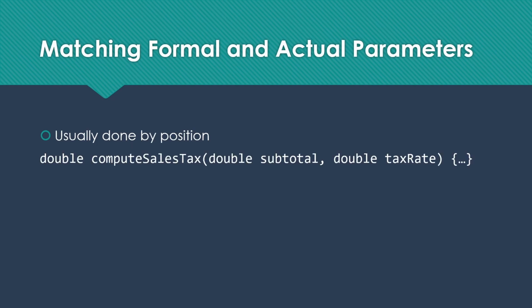And of course, we're familiar with the notion that if we define this function, compute sales tax, that takes two double parameters, and we have a call to it, that first parameter, the 10.69, is going to get matched up with subtotal. And the second parameter, the 0.0825, is going to get matched up to the tax rate. Fairly straightforward. The reason it's so common is that it is pretty easy to understand, makes a lot of sense.